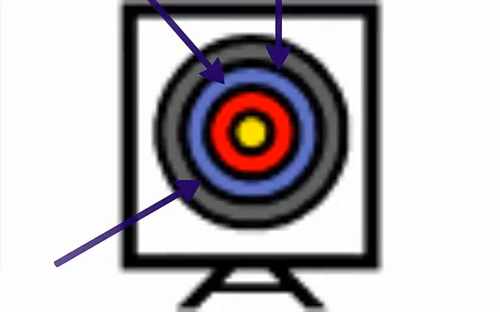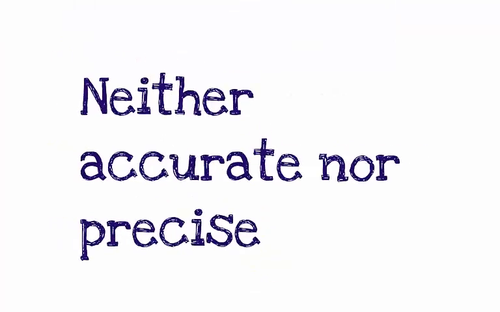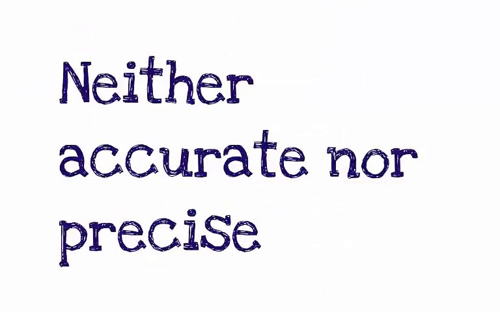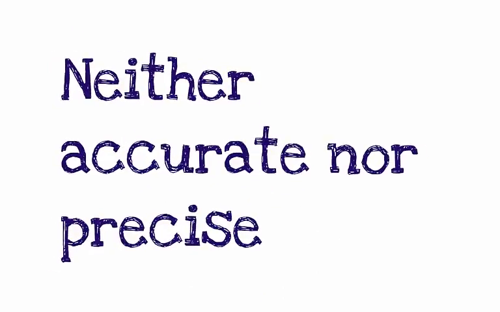In this last scenario, we would say that this is neither accurate nor precise, okay? And so in this case, you see, for one, none of the arrows are close to the bullseye. And second, none of the arrows are really close to each other. There's no repeatability in these results. So it's neither accurate nor precise.